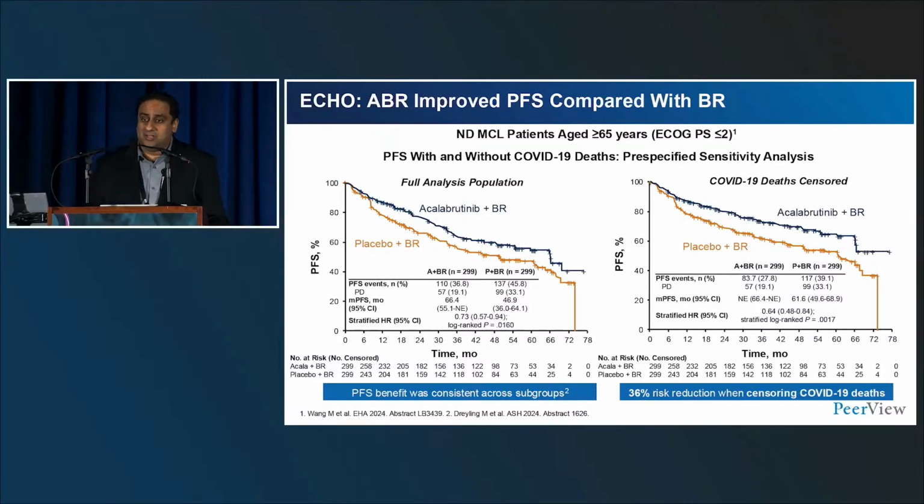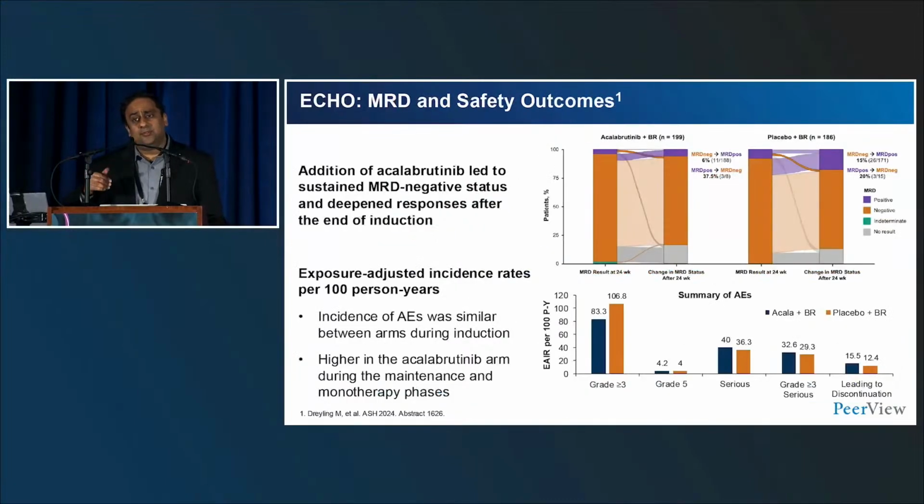And this data actually led to the very recent approval of this triplet combination, again, in the transplant ineligible patient population. This again is looking at MRD, so looking at biomarkers to see, does adding acalabrutinib deepen the response? So you can see here that, not only does it deepen the response in that you have higher rates of MRD negative patients, you also have less patients converting to MRD positive and more patients converting to MRD negative with the triplet combination followed with single agent acalabrutinib.